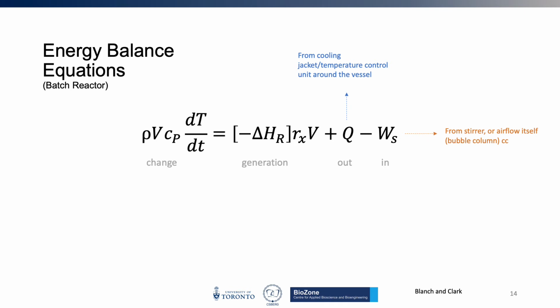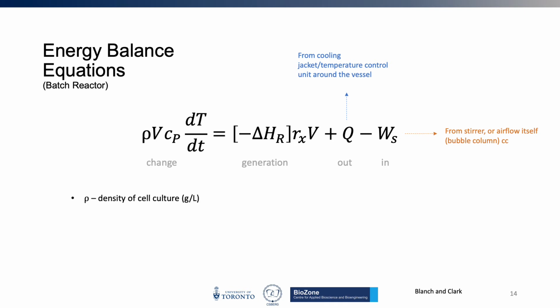So let's look at the energy balance equation for a batch reactor. In this equation, the energy change within the system depends on the heat generated by the system, and this is by the cells that are growing, the heat removed from the system by the cooling jacket or the temperature control unit around the vessel, and then the work done on the system by the agitator stirrer system, or the airflow itself if you're talking about a bubble column.